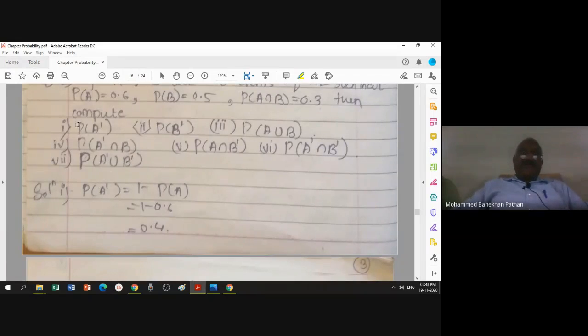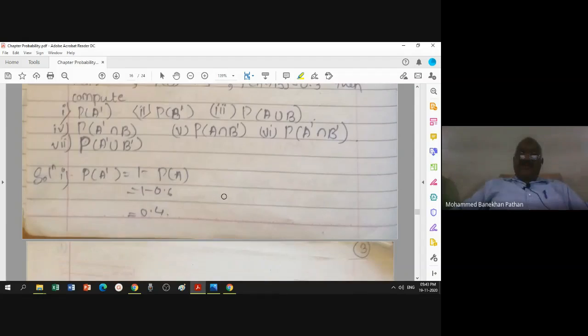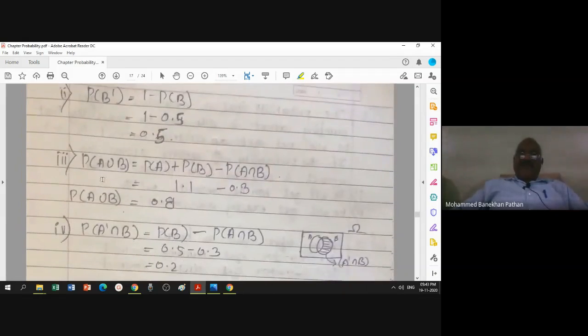Number 1, P for A dash. Easily we can write 1 minus P(A), because P(A) plus P(A dash) equals 1, it is theorem number 1, also explained in the remark of classical probability. So 1 minus 0.6 is 0.4. P of B dash will be 1 minus P(B). P of union, we have the theorem: P of union equals P(A) plus P(B) minus P of intersection.